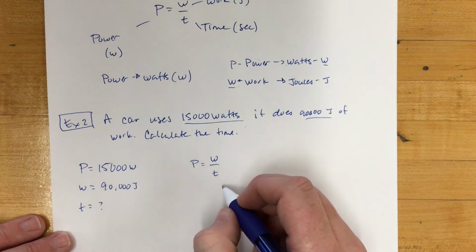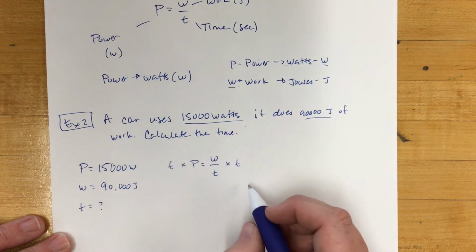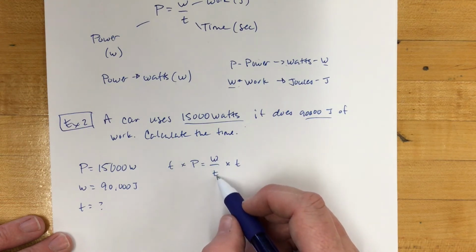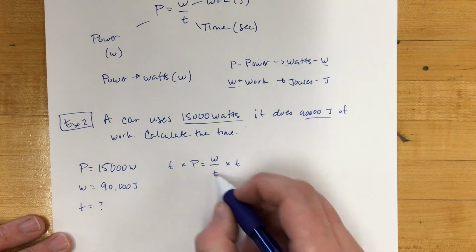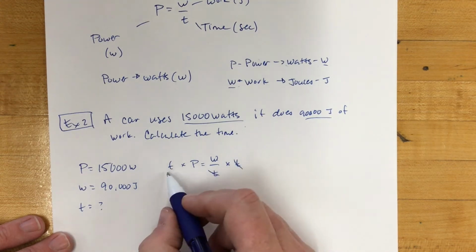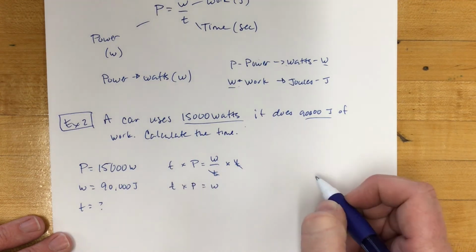your equation. So the first thing I'm going to do is move time to the other side and get it off the bottom. So I've got work divided by time, and the opposite of that is to multiply it. So I take work divided by time and then times time, and I cancel out the times here and do the same on both sides. So if time times power equals work.